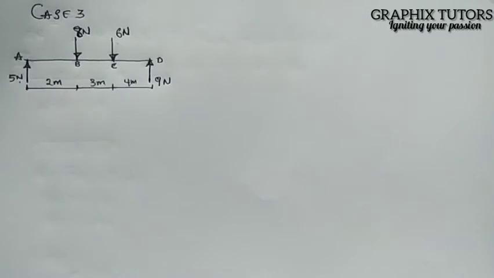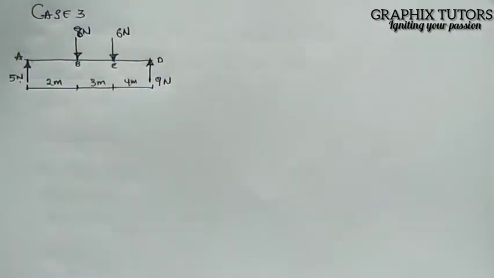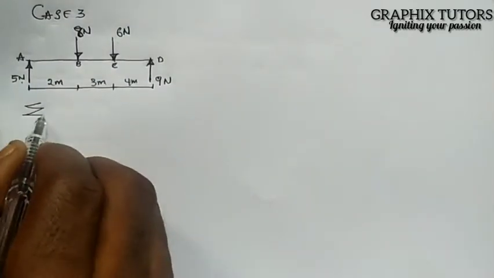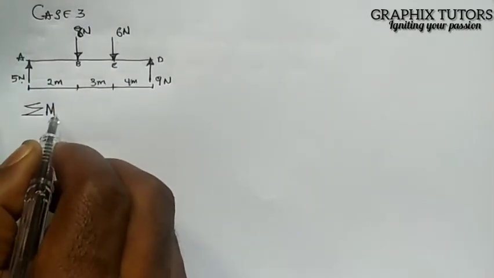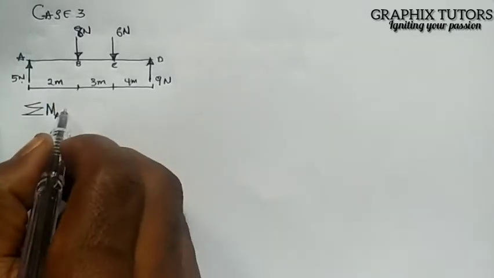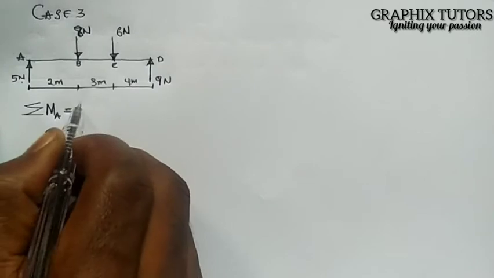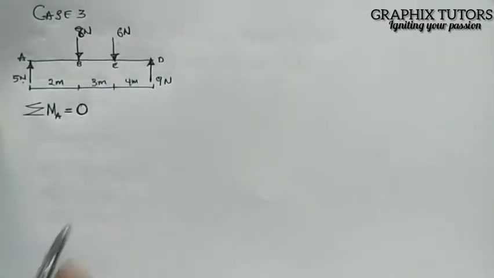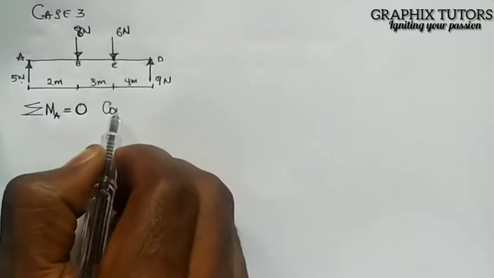Case 3 now is when the beam has more than one force acting on it. In this case, we are going to be calculating the summation of moments about any point. So I will take point A first, equal to 0. Are we good? Taking point A, equal to 0. So I'm going to put that.